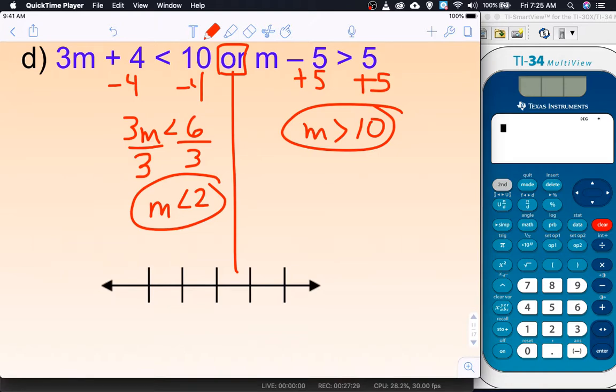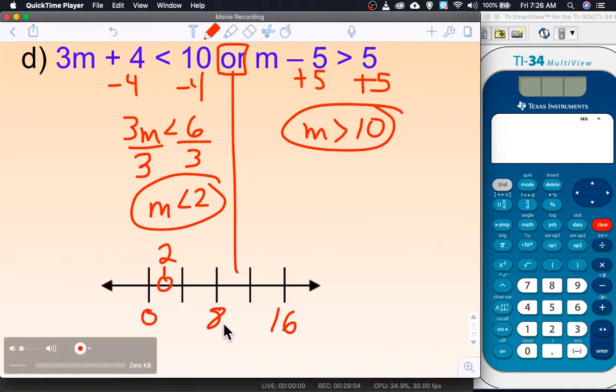Graphing phase. Scale. 0, 2, 4, 6, 8. 3, 6, 9, 12. It's not really good scale here. Everything's going to be a little wonky, so I guess I'm just going to pick 0, 4, 8, 12, 16. That puts 2 right here. Between 0 and 4 would be 2. And then between 8 and 12 right here would be 10.